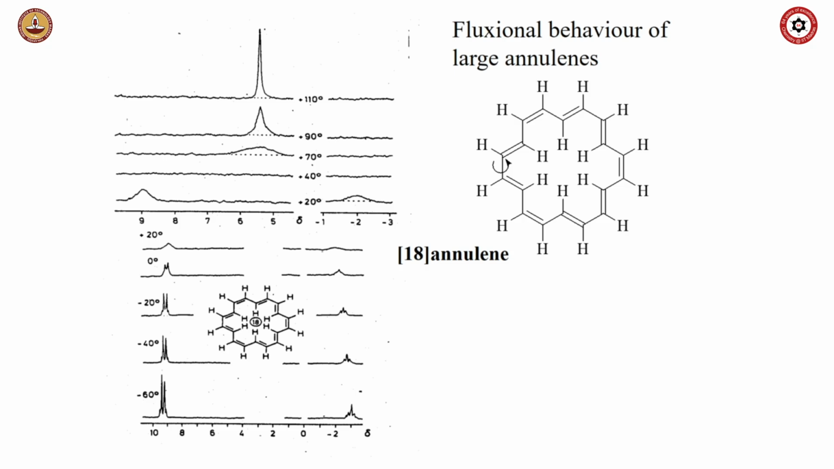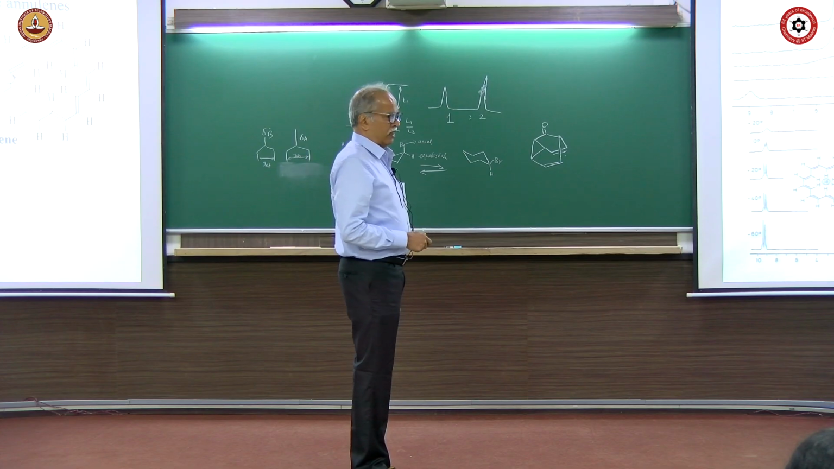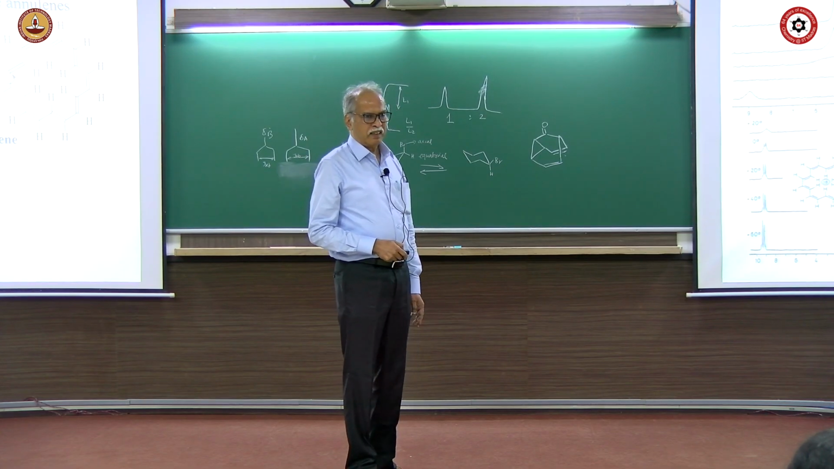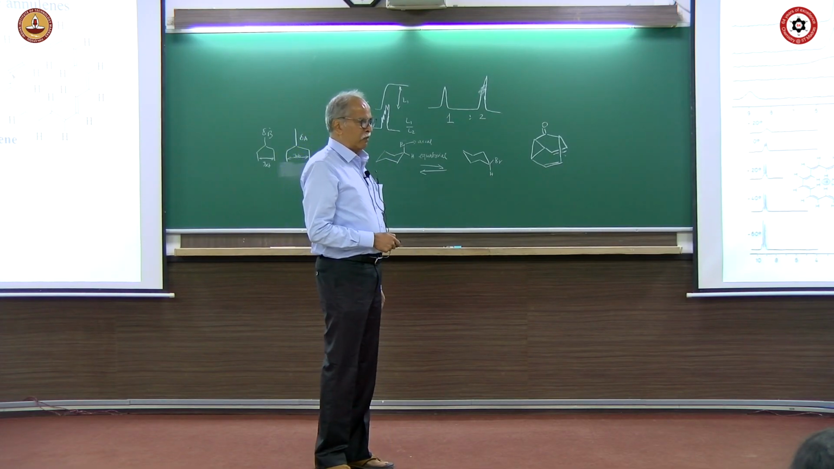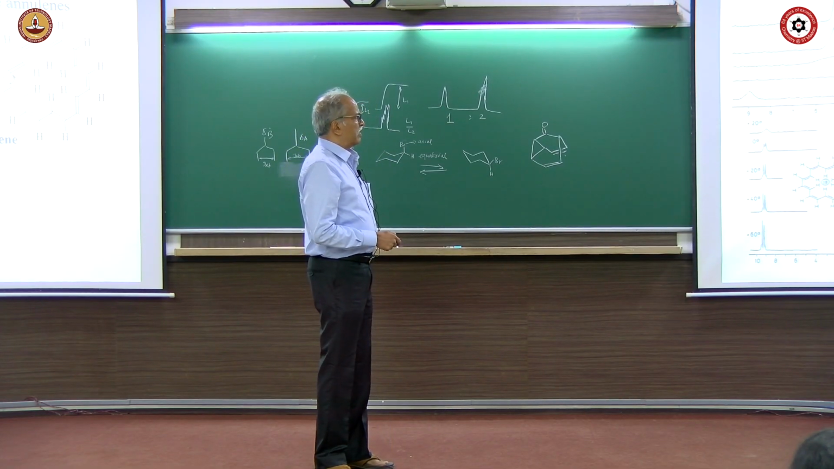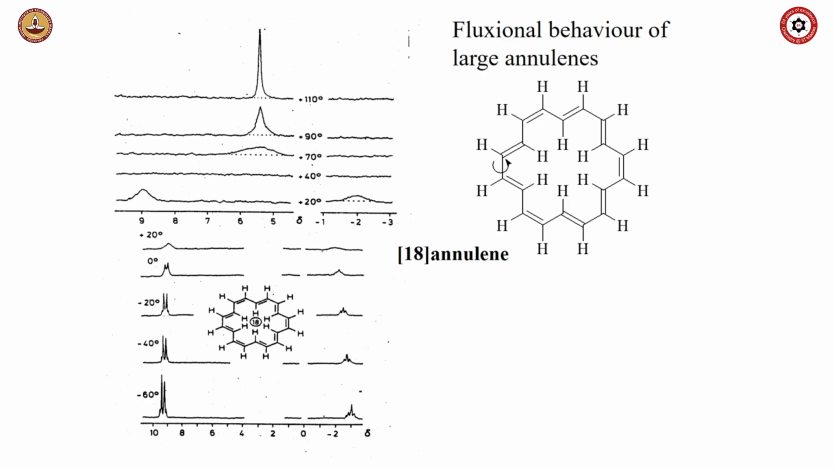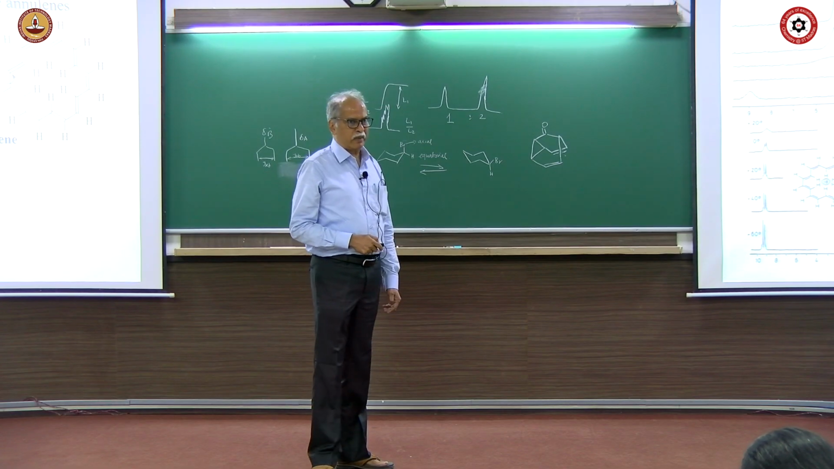In between temperatures, you have the uncertainty principle operating, so much so that if you go to plus 40 degrees, you don't see a spectrum at all, even though the compound is there. This is because NMR is unable to determine whether the hydrogen is inside or outside at this rate of interconversion. So NMR just gives you a flat line, it doesn't give you any peak at all.